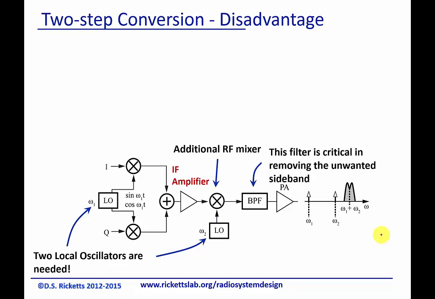So there are some disadvantages to this architecture. The obvious one to start out with is you need two local oscillators. You also need an additional mixer, as you can see here. And as I talked about before, the filter is critical here because you need to filter pretty well. I want to keep this and get rid of its image, which would actually be called the lower sideband. The image is what we call the other side in the negative frequency domain. So we want to be able to get rid of the lower sideband, and you need a pretty good filter to do that.